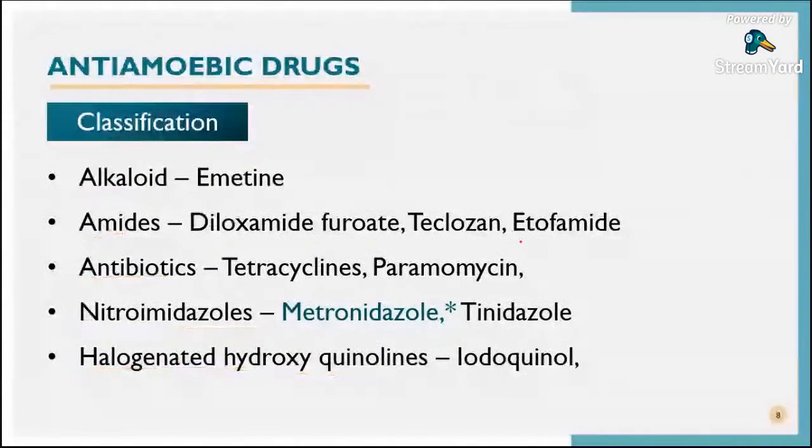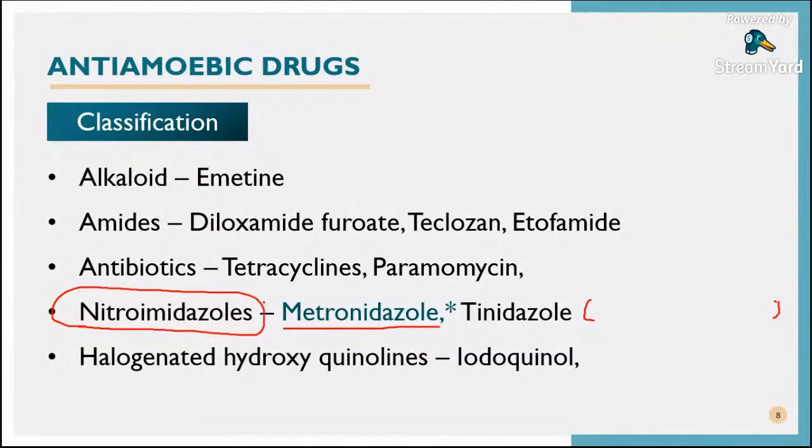So in these antiamoebic agents, we need to study the structure of metronidazole. I have not written the heterocyclic ring in brackets. Why? Because here the class itself indicates which heterocyclic ring is present in metronidazole. That's why I have not written the name of the heterocyclic ring present in the structure of metronidazole. Its class name itself indicates its heterocyclic ring.